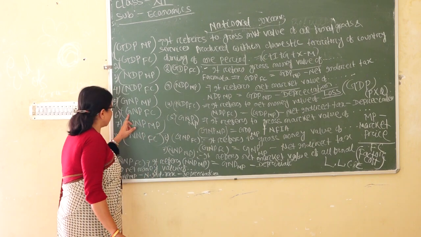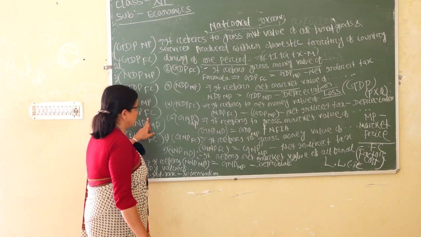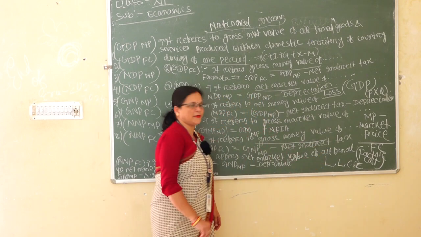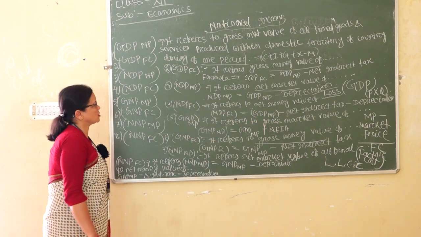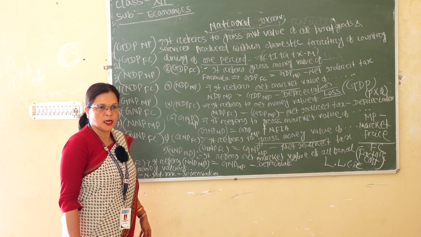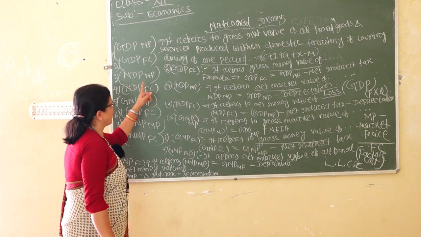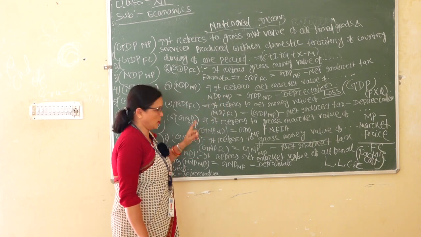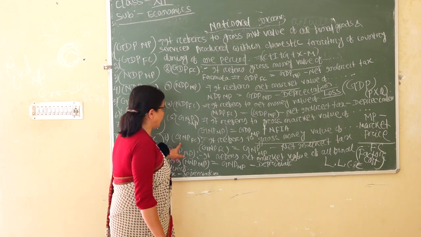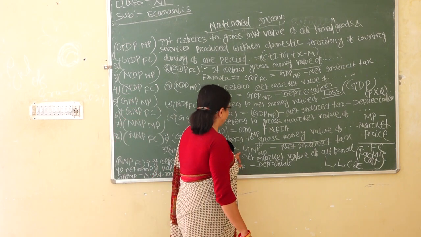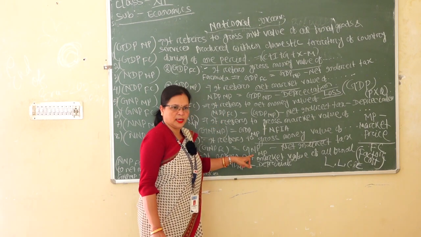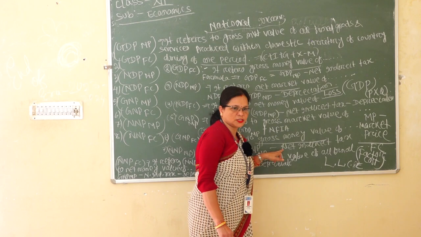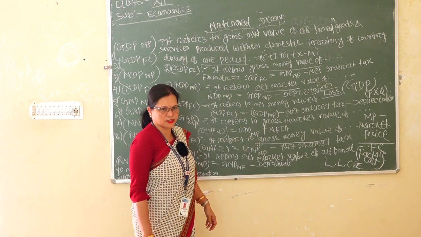Same thing, what is the GNP at factor cost? GNP at factor cost refers to the gross money value of all the final goods and services produced within the domestic territory of a country during a period. What is the formula of GNP FC? GNP FC means GNP MP, gross national product at market price, minus net indirect tax.